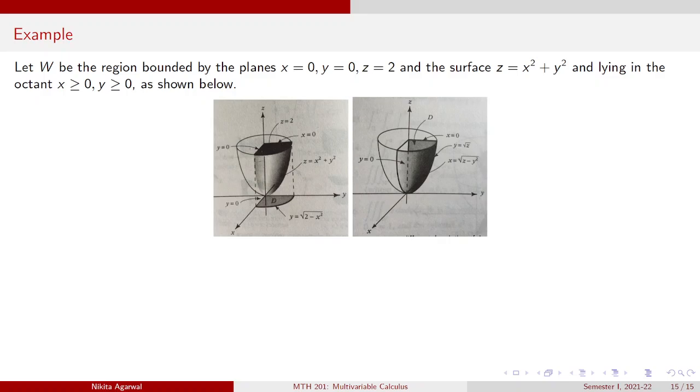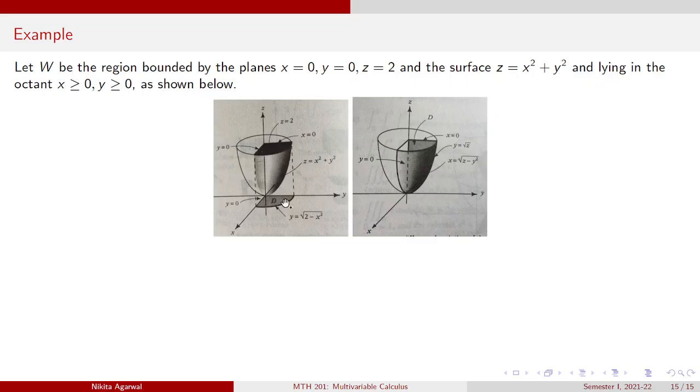Okay, let us look at this example. Let W be the region bounded by the planes x equal to 0, which is the yz plane, which is this plane on the screen, and then y equal to 0, which is the xz plane, which is this left plane, and z equal to 2, which is the dark black plane, and the surface z equal to x squared plus y squared, which is this surface. So basically the region that I am looking at is this inside solid region.